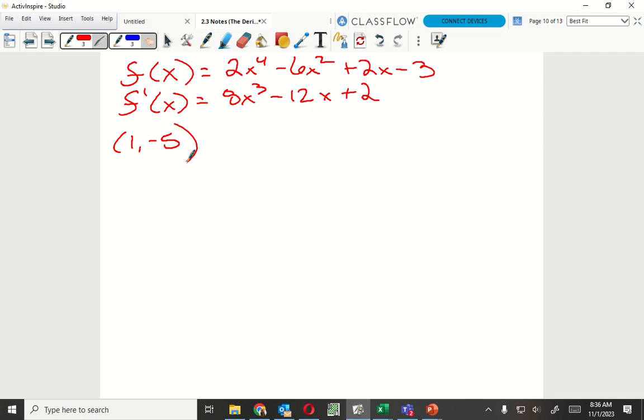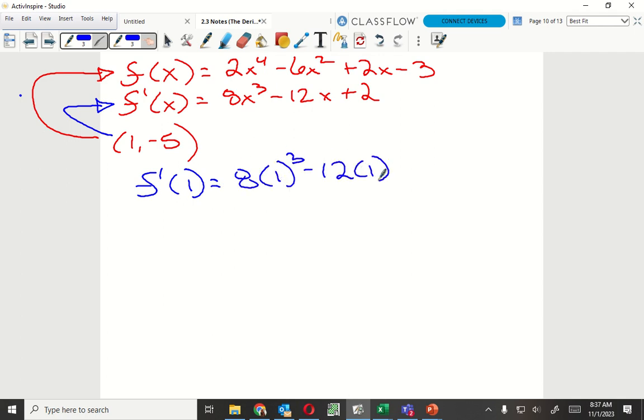Positive 1, negative 5. So what x value am I looking for? At 1, right? So I'm looking for the x value at 1. So if I were to plug this into my function, my y value is negative 5, because that gives me the coordinate. So if I plug in 1 to my function, I should get negative 5. But now if I plug in 1 to the derivative, that's going to give me the slope of the tangent, right? So let's go ahead and do that. So f prime of 1 is 8 times 1 to the third minus 12 times 1 plus 2.